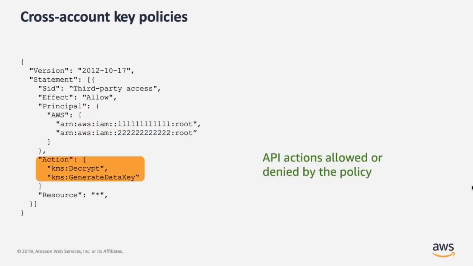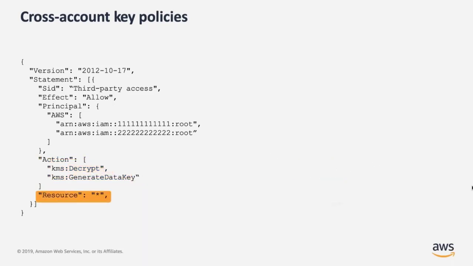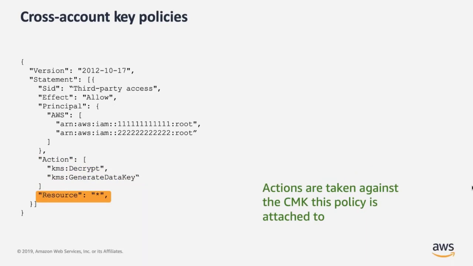The actions here define what is allowed or denied. So in the case of the last example, we were allowing the SaaS to make a call to generate data key when it was making that data key, and then to decrypt, which was when it needed to send back the encrypted data key to the customer and get back the plain text one. And last, we have the resource, which in the case of KMS key policies, the asterisk here just means it applies to the key that the policy is attached to.